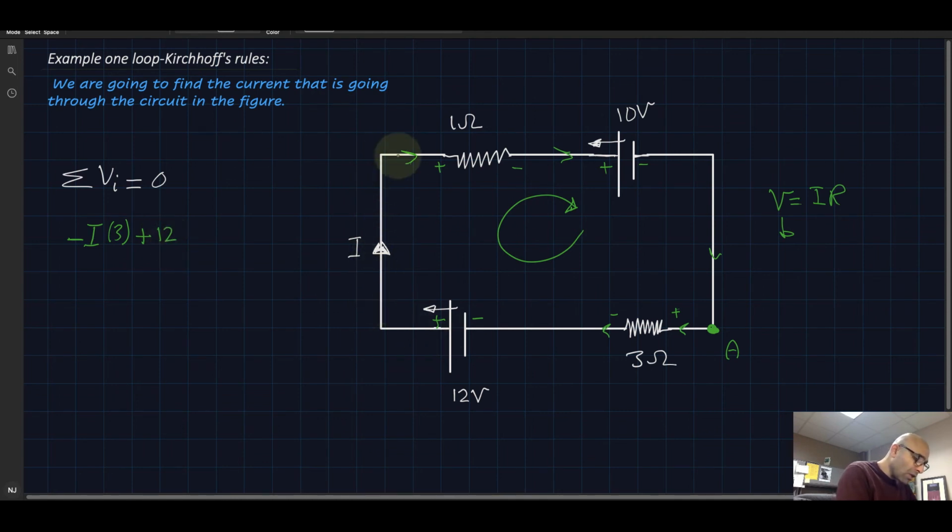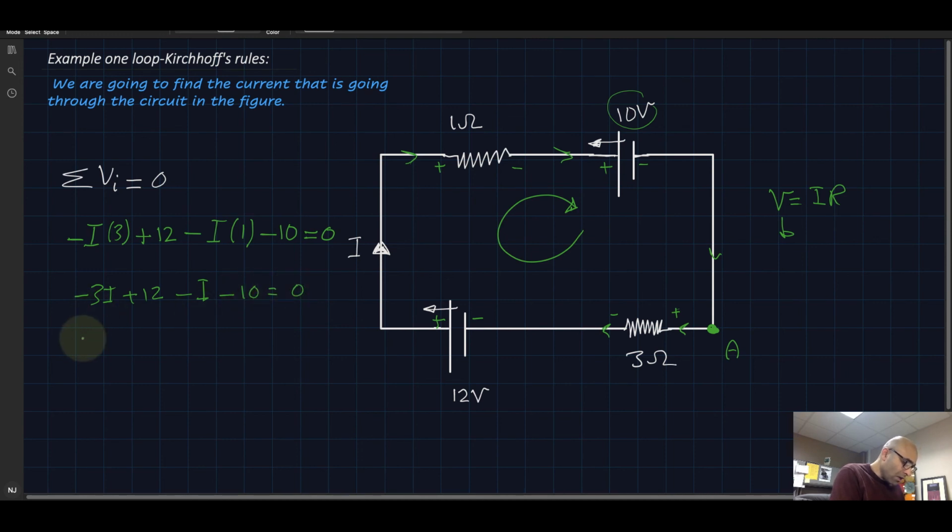Keep going this way. You're going from positive to negative, that's a drop, so you have to say minus. Minus how much? I times R, and R's value is 1. Keep going, that's positive to negative, that's another drop, so minus 10. Keep going. You hit the same point you started at, and then you can say that's equal to 0. Now this is just an algebraic equation with one unknown. It is minus 3I plus 12 minus 1I, 1 times I is I, minus 10 is equal to 0.